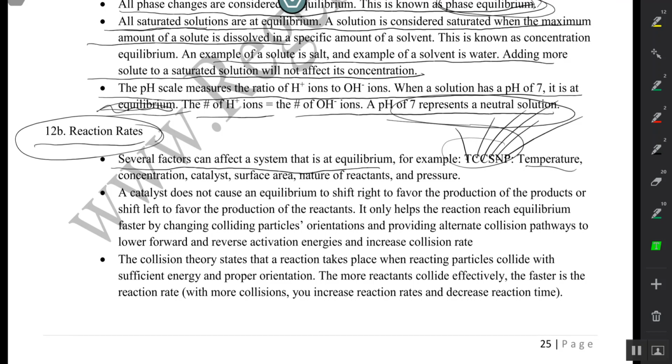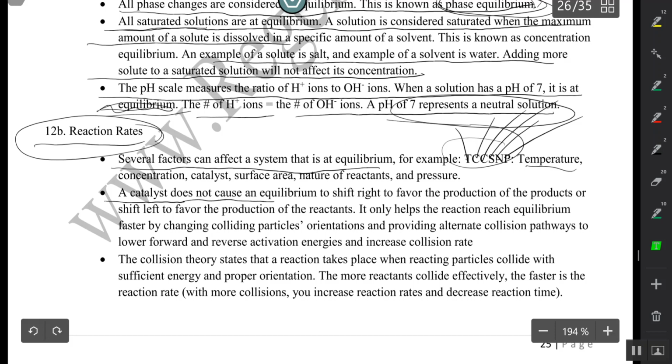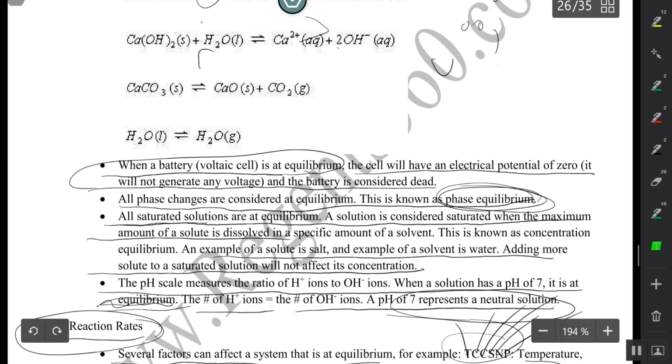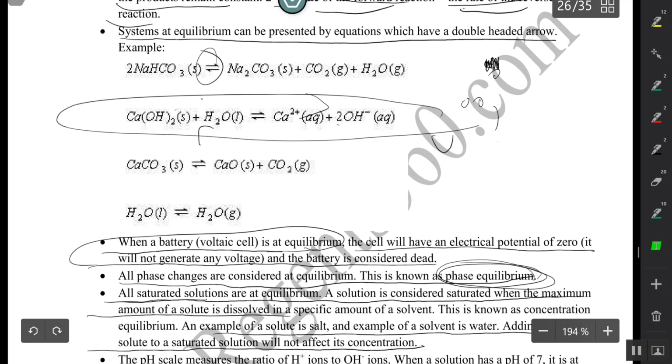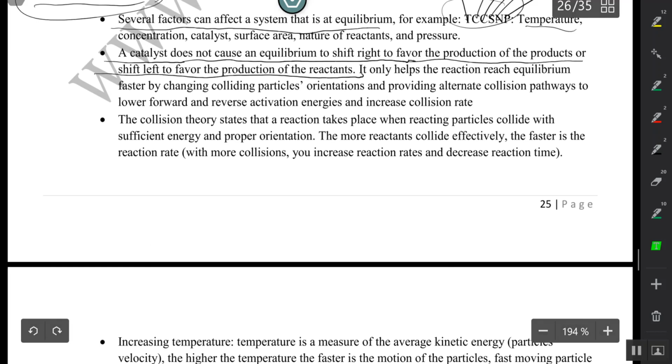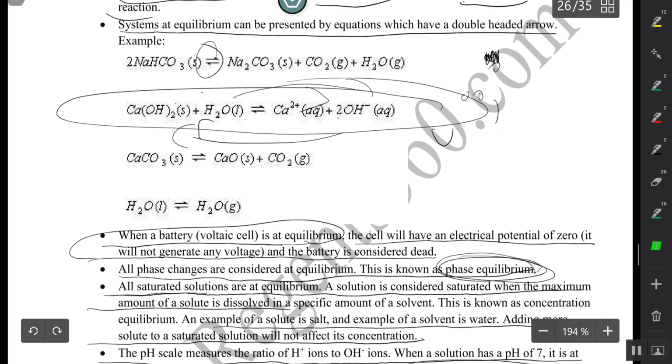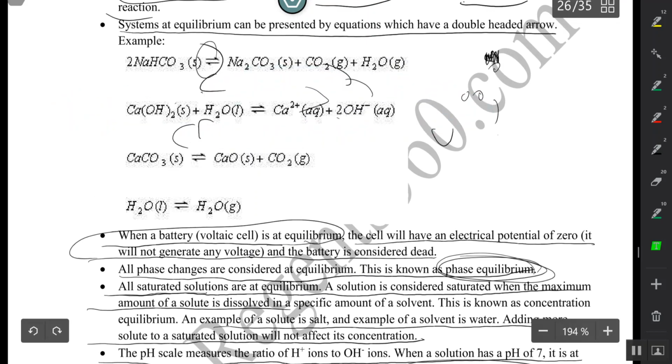So let's start off by talking about catalysts. A catalyst does not cause an equilibrium to shift right or shift left. It's not going to cause the equilibrium to shift right to favor the production of the products or shift left to favor the production of the reactants. So going back here, adding a catalyst to any of these reactions is not going to cause the reaction to go right or go left. It's just going to make the reaction go faster in both directions, right and left.